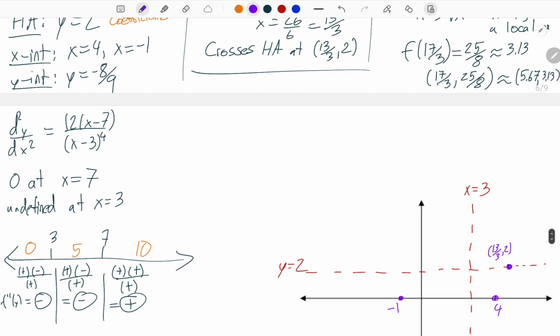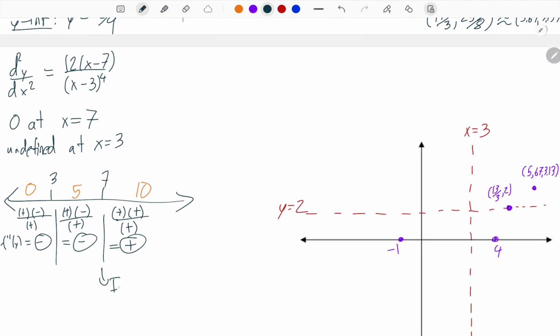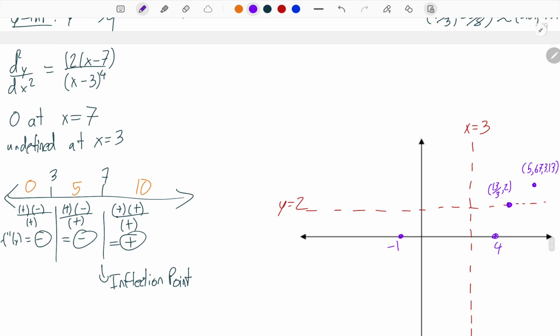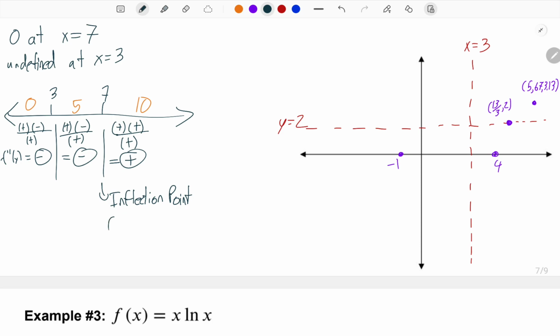Then we have that local maximum at 17 over 3. As we saw, that's about 5.67, 3.13, so we'll do it approximately up there. And we have our point of inflection at 7. Okay, so I did leave things a little tight here on the graph. At 7, let's figure out what the value of the function is. Plugging 7 into your calculator, you will get 48 over 16, which is just 3. So it works out to a nice number. I should have left myself a little bit more space there.